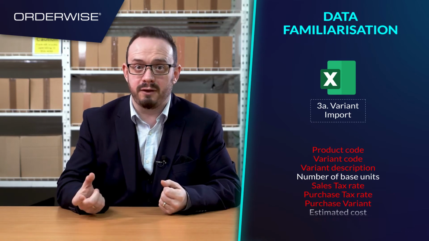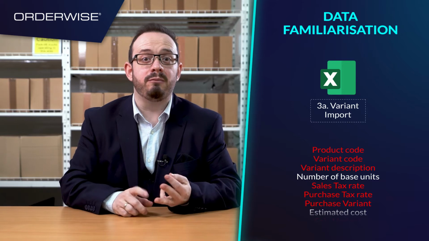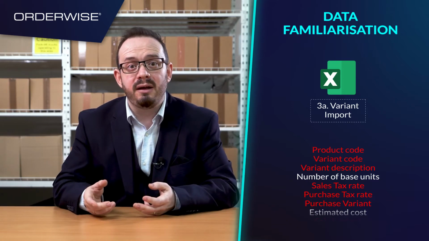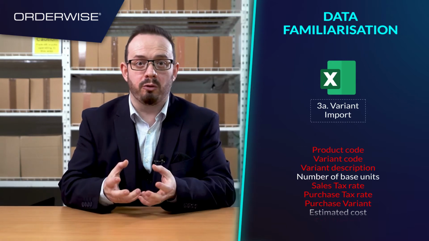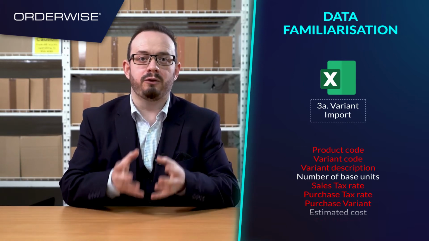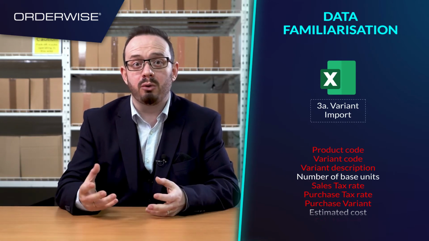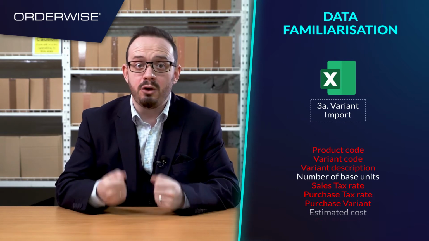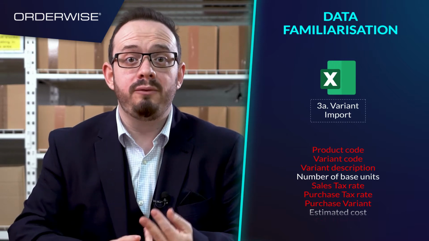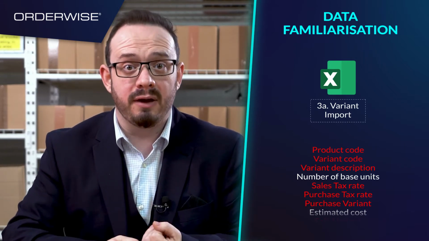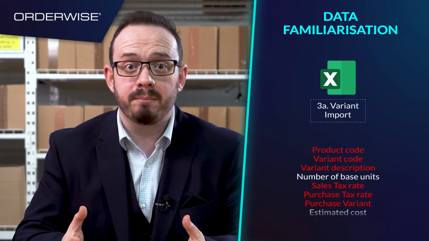First, your variant import. This is your main stock record and has info like your item's code or SKU. The file will ask you to provide a product code. This is so we know how to group your products and which variant codes belong to the products. Your variant code is your item code or SKU. This needs to be unique for each stock item. Your variant description will appear on all of your customer, supplier, and internal facing paperwork. Along with the variant code, it can be used to search for stock items.